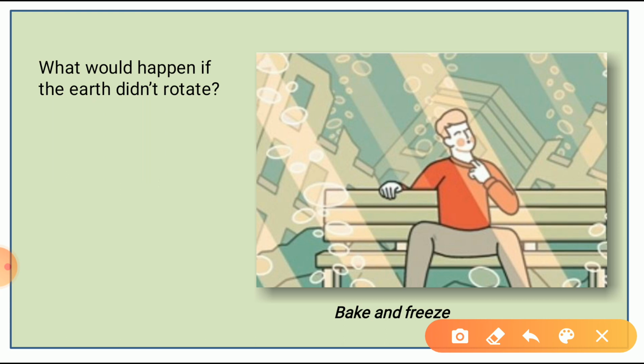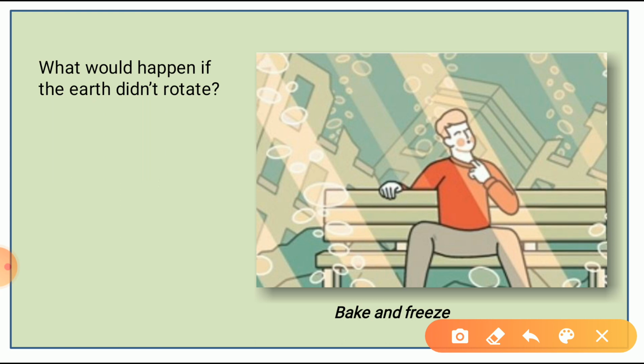These are extreme conditions which are not suitable for life. Thus, we can say that if the earth did not rotate, life would not have been possible. So, life has been possible on the earth because of its movement or because of its rotation on its own axis and because of the revolution.